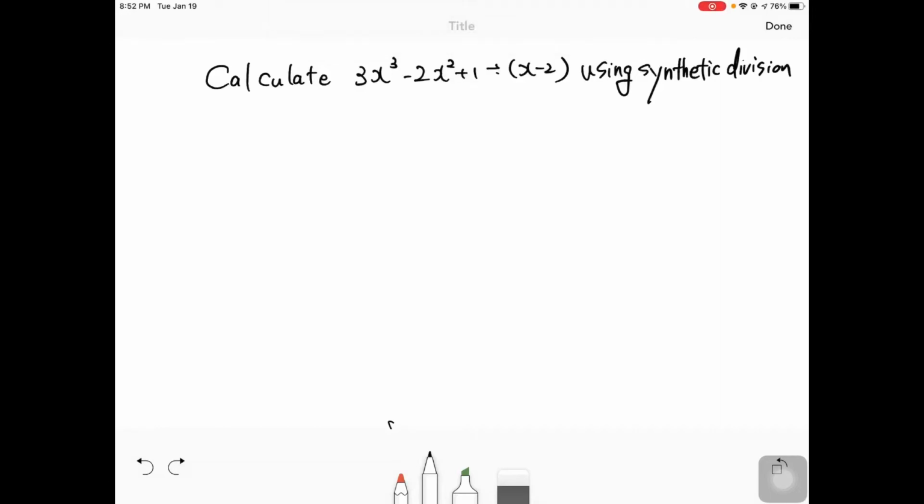This time I'm here to explain about the question. Calculate 3x cubed negative 2x squared plus 1 divided by x negative 2 using synthetic division.